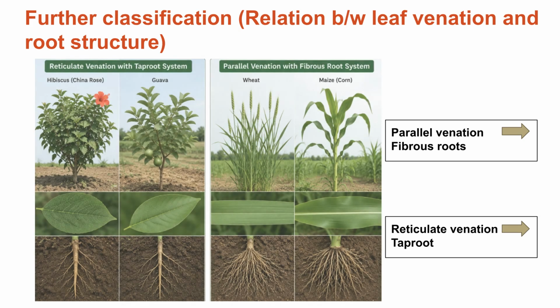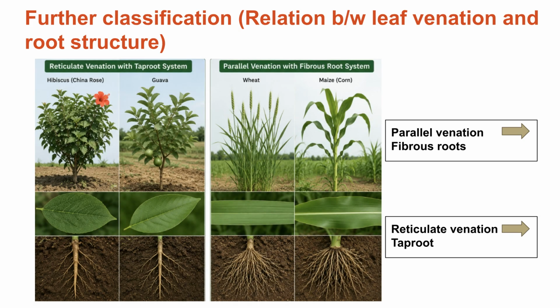And in this slide, we can understand this better. On the left side, we are shown hibiscus and guava plant leaves and their corresponding root structure. Similarly, on the right side, we see the images of leaves of wheat and maize plant, and their root structure is of fibrous type.